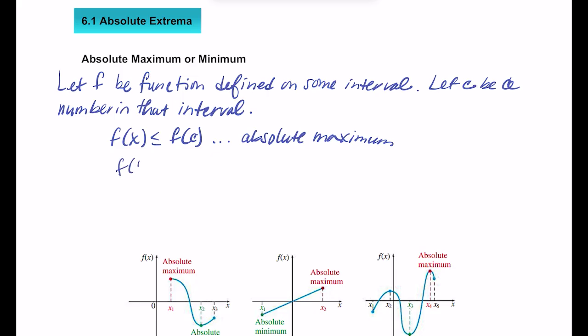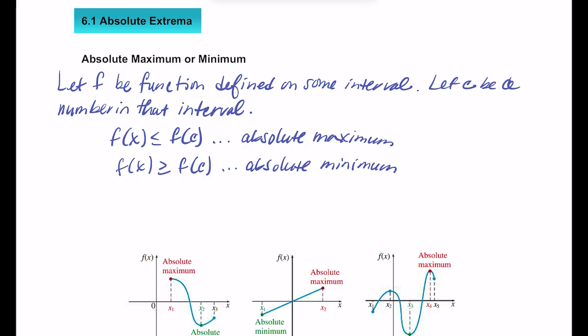And if f of x is greater than f of c, we have an absolute minimum. So again, here's your absolute minimum, and we have f of c, so we'll pretend that this is c here, and we know that f of x is going to be greater than or equal to this value here. That's the lowest value, so that tells me that's an absolute minimum. It's the lowest point on that curve in that interval.